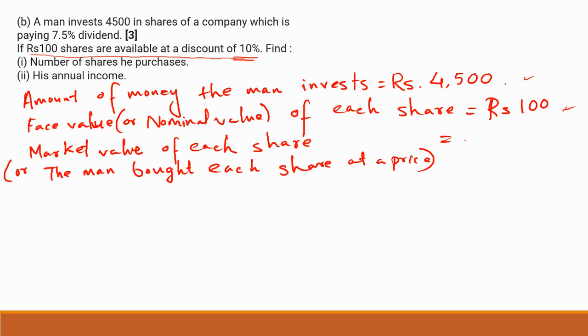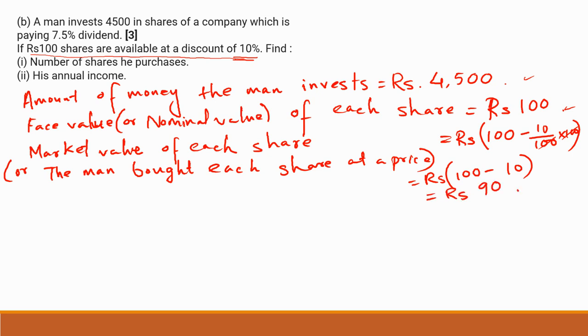So what is the market value of each share? Man bought each share at a price and market value. So it's saying it is at a discount of 10%. So for 100, we have to subtract 10% of 100 from 100. Okay, so how much is it? 100 minus 10 equals rupees 90. So the man bought each share at a price of rupees 90, or the market value of each share is rupees 90.